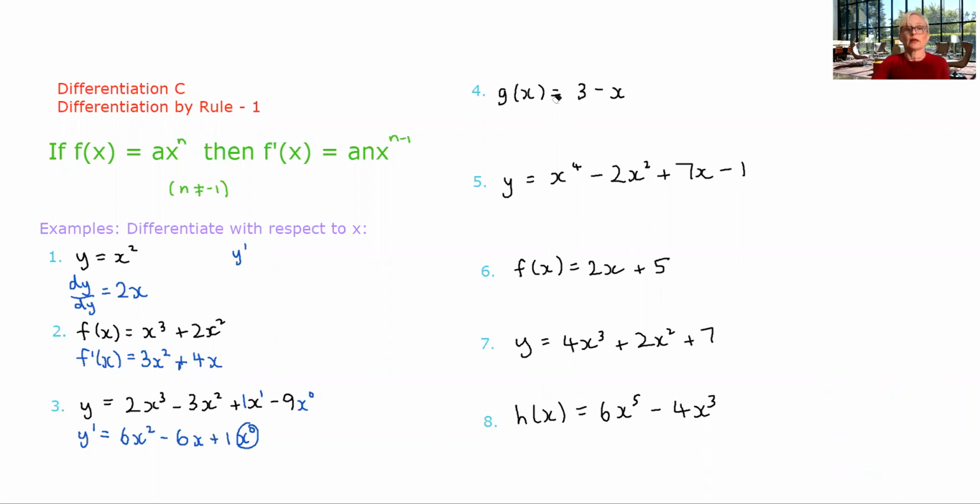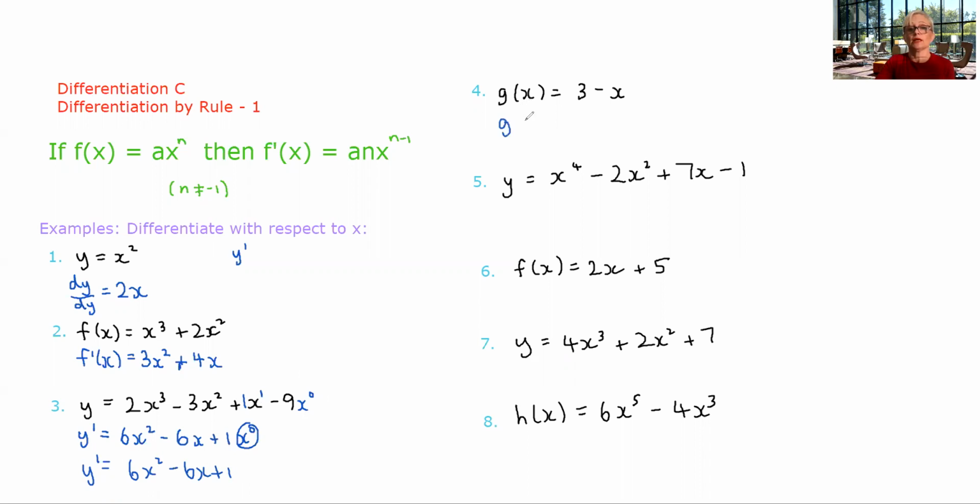All right, let's get back to our question then. So we had this here, that's just going to be 1. So y dash is going to be 6x squared minus 6x plus 1. So that's a good thing to remember. If you just have a constant times x, it's just that constant as the derivative. If you have a constant and you differentiate, you get nothing. Okay, let's do the next one.